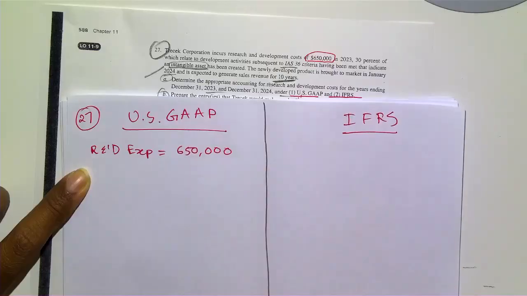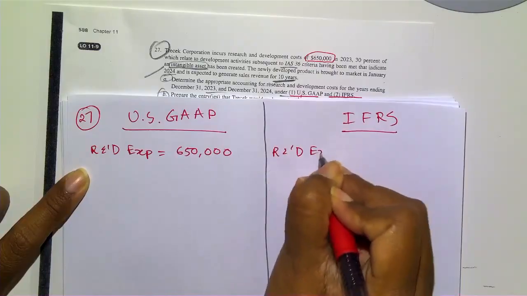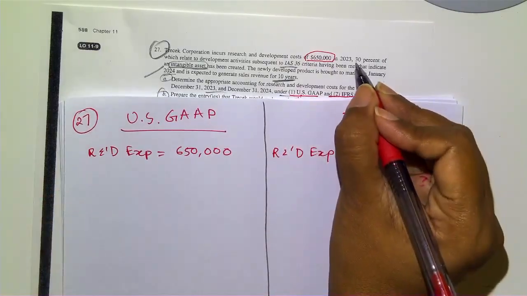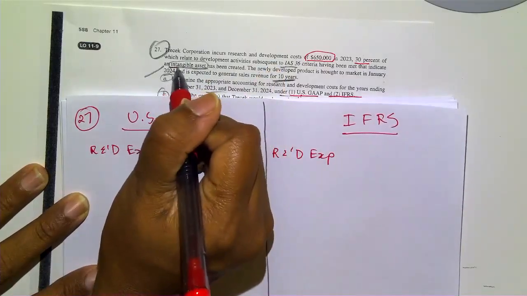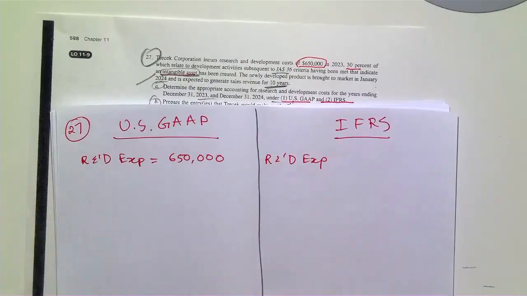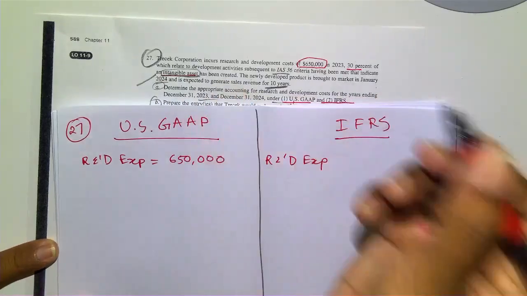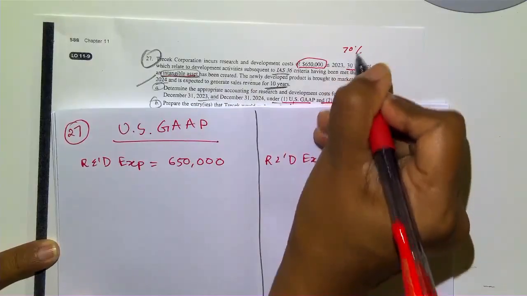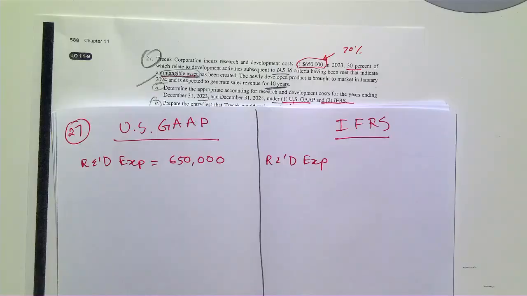On the other hand, what will be the IFRS company's R&D expense? Can anyone help me? They say that 30% met some criteria and they can show it as an intangible asset. That definitely they will do. No one wants to show higher expenses. So 30% they will show as an intangible asset and 70% they will show as an R&D expense. My question is, what is the IFRS company's R&D expense? Use your calculator.